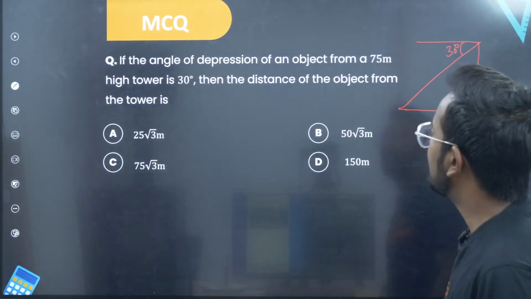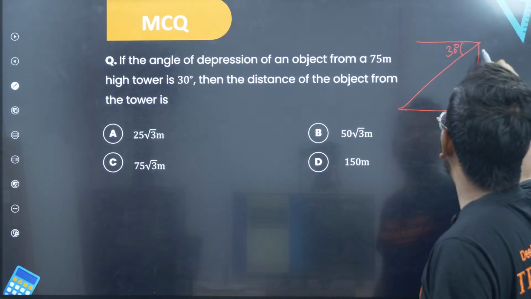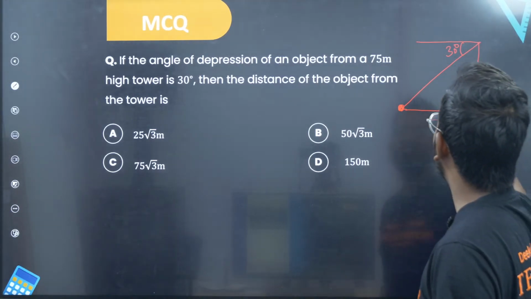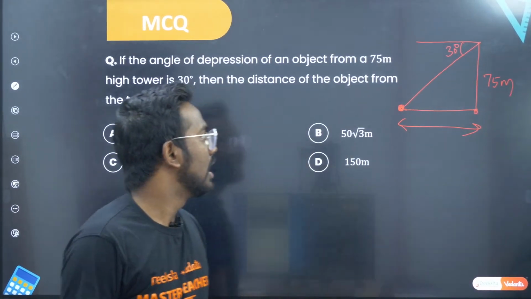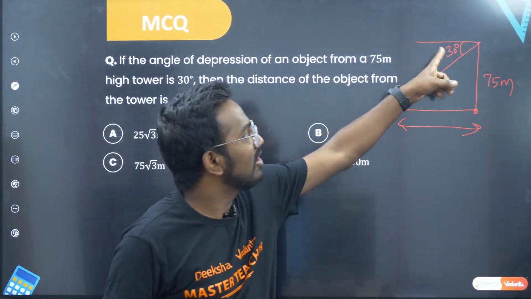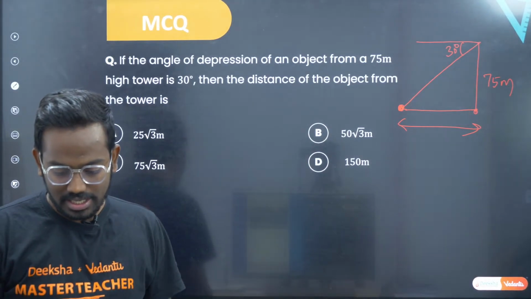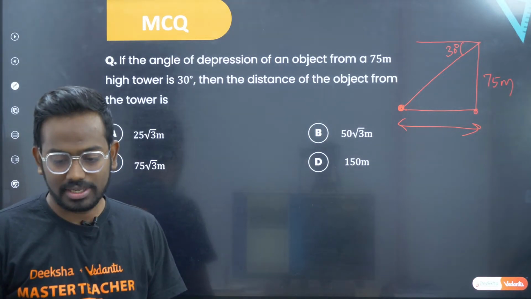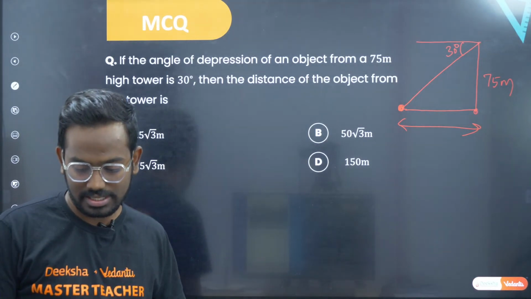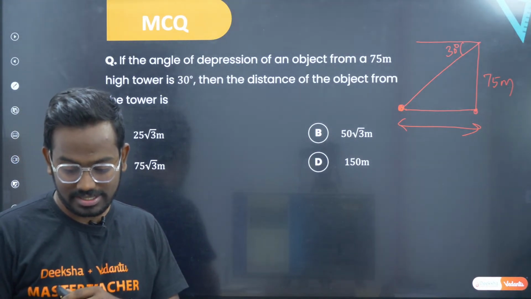Now the distance of the object from the tower is asked. So this is the object, and this distance is asked. What will you apply again? Sir, opposite is known, adjacent is not known, but the angle of depression is known. Anybody else? Okay, sir, the hypotenuse is a transversal to the parallel lines. Very good. Hypotenuse is a transversal to the parallel lines. Netra Satyanarayan says, yes sir, understood.